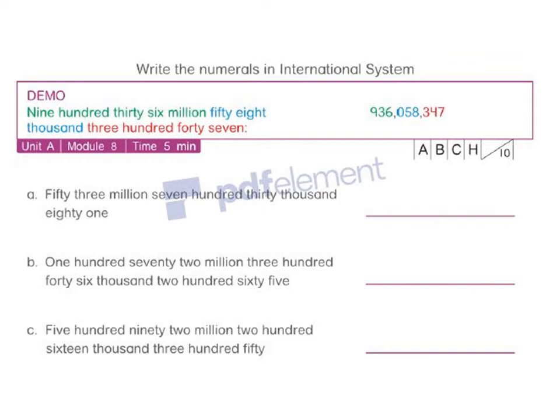So here we have to write the numbers in international system. The first question is 53,730,081. The second one is 172,346,265. The third question is 592,216,350. If you wish, you can pause the video and try it yourself. Take not more than 1 minute to solve this. I am going to show you the answers now.